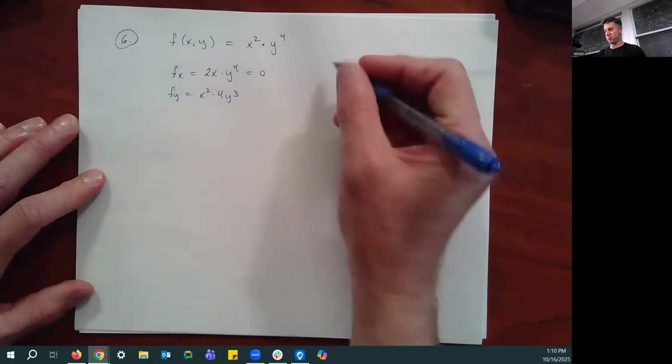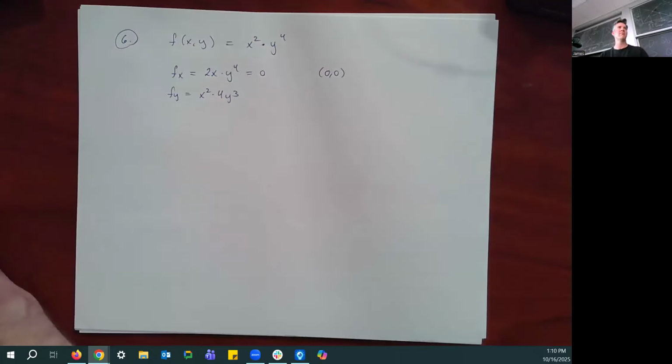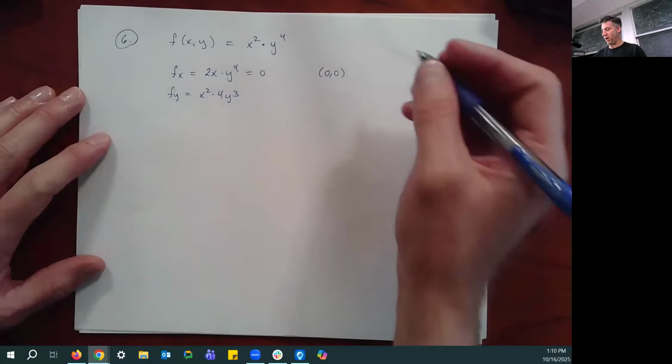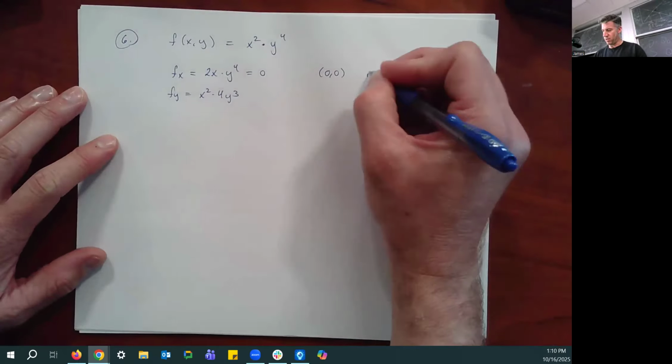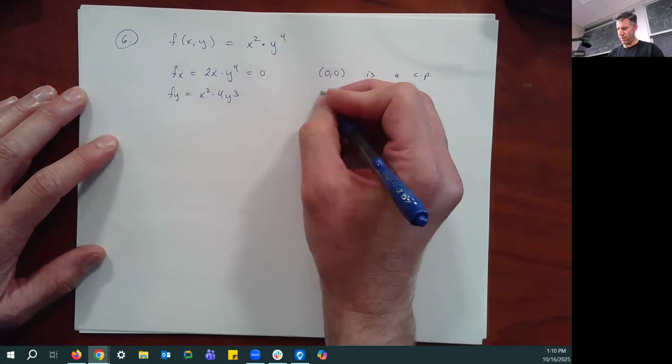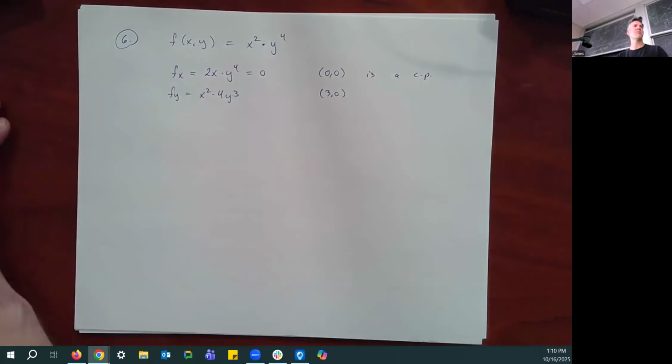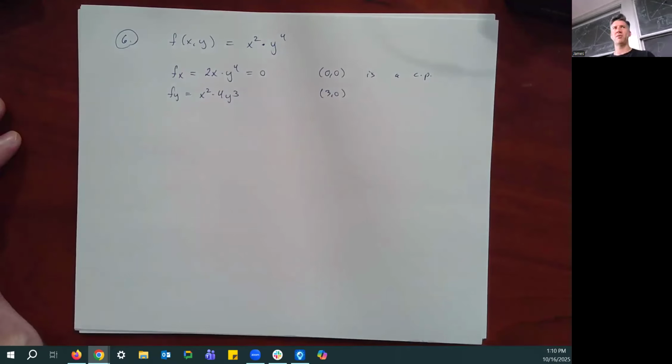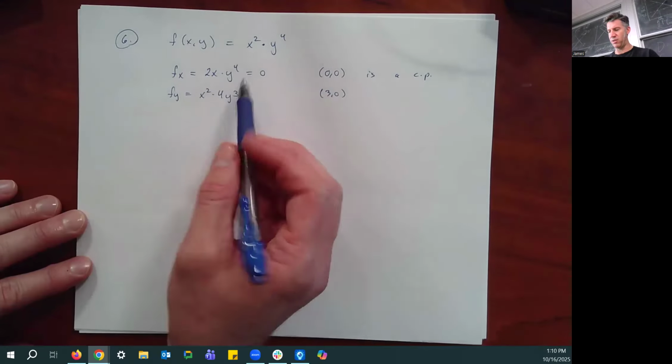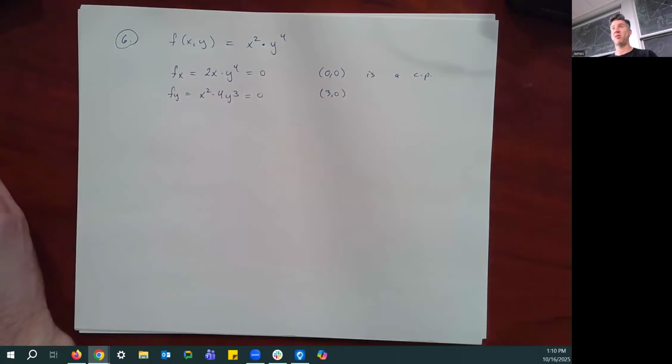So certainly 0, 0 is a critical point, right? Let me ask you this question, which is probably not super important, but just for thought. So this is a critical point. What about 3 comma 0? Does that make both of those equations equal to 0? If x is 3 and y is 0, is this first equation equal to 0? Is the second equation equal to 0? Yes. So accidentally here, I actually picked an example that doesn't have one critical point.